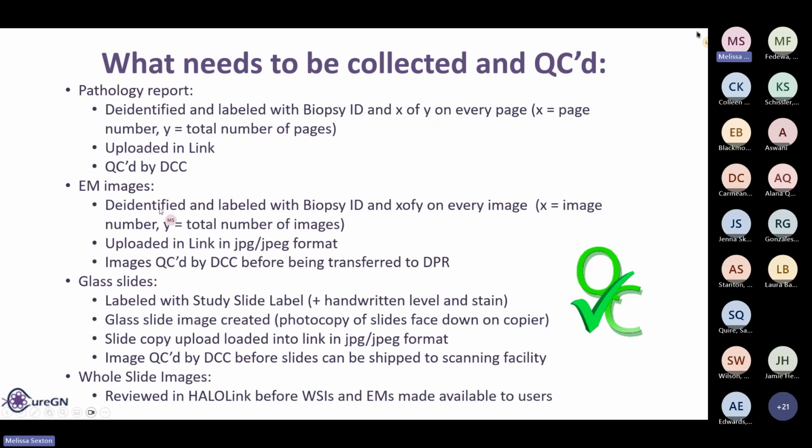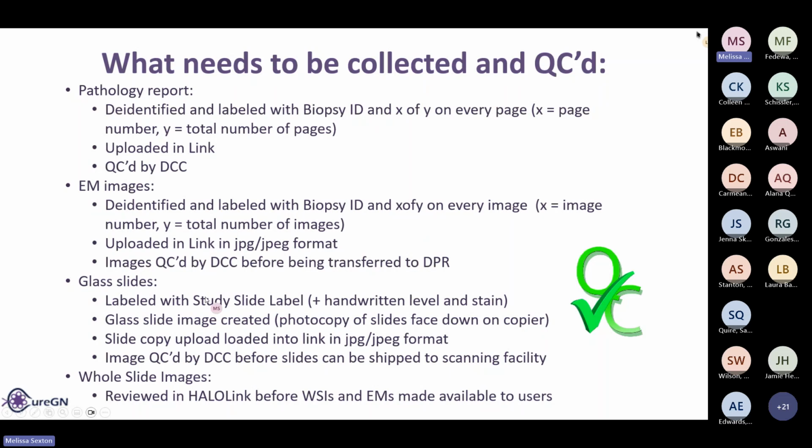And then we've got EM images, which are de-identified and labeled with the biopsy ID and X of Y on each image, where X is the image number and Y is the total number of images. Those as well get uploaded into Link, but they do need to be in JPEG format. And then those images are, again, QC'd by Jess, and then they get transferred over to the DPR. And you will be notified that they've passed QC, so you're not left wondering.